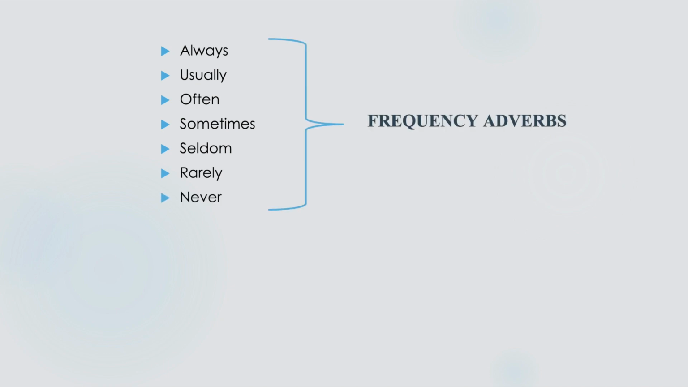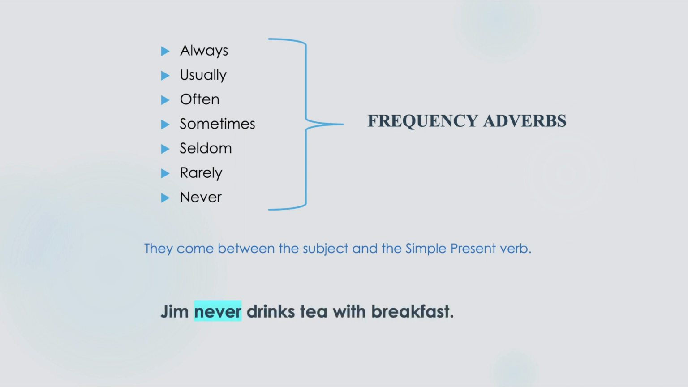Always, usually, often, sometimes, seldom, rarely, and never are frequency adverbs. They come between the subject and the simple present verb. For example, Jim never drinks tea with breakfast. Jim is the subject, drinks is the verb, and never is between Jim and drinks.